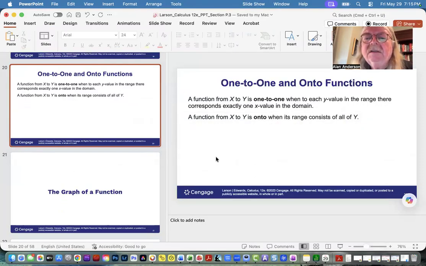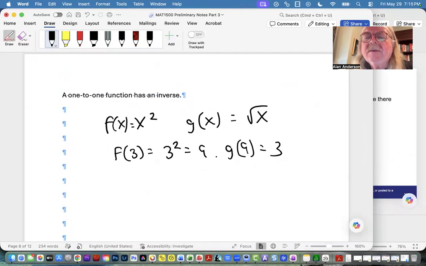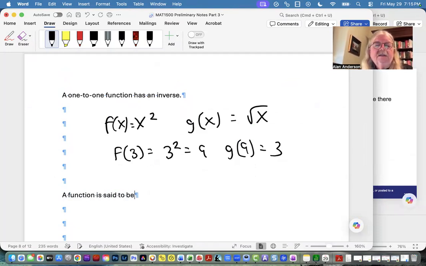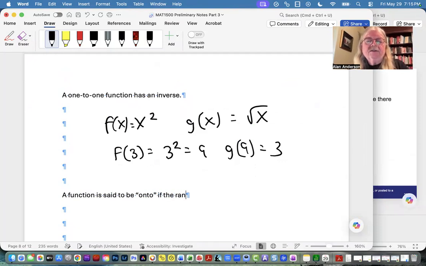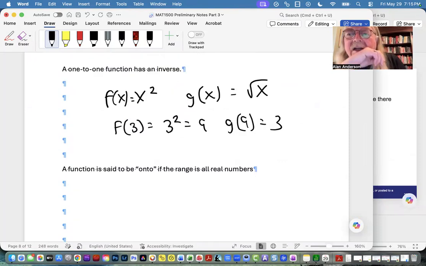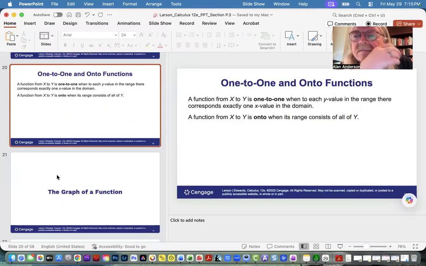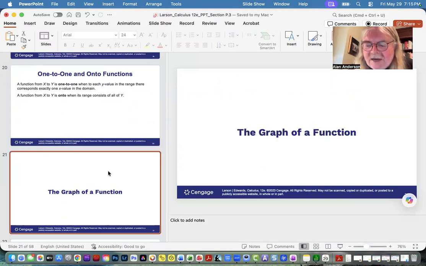Now, onto simply means, now, we haven't really been talking about the ranges so far. Remember, the ranges are the y's, okay? So a function is said to be onto if the range is all real numbers. Okay. Now, we're not going to get as much use out of that one as the one-to-one functions, but they want you to know this, they don't want you to forget this. Okay, great. Graphs.